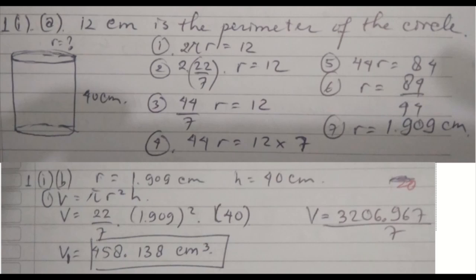Basically, for this one we just apply the formula of the volume of a cylinder. We know that the value of the radius is 1.91 or 1.909, and the height is 40 centimeter. The first step is that we use again pi r square h, 22 over 7 times the radius square, 1.910 square, times 40. And then we get the volume equal to 458.138 centimeter cube.